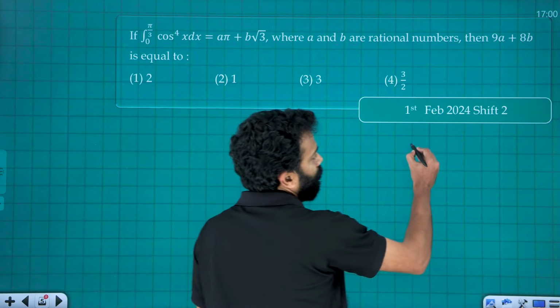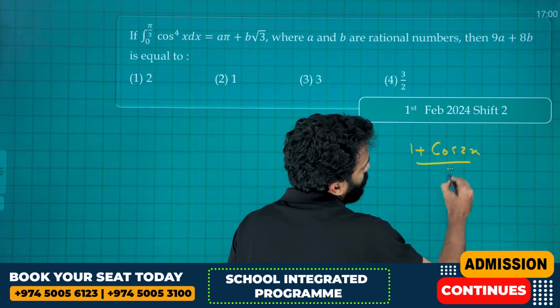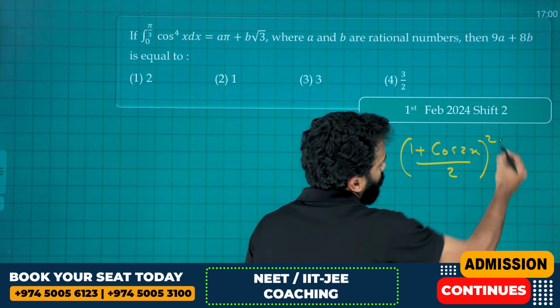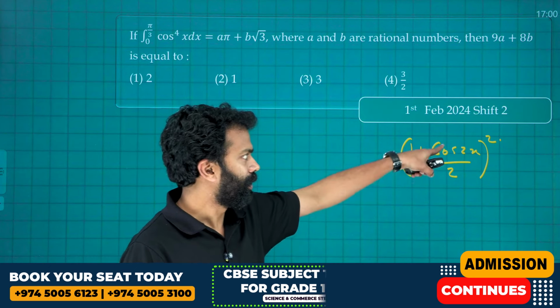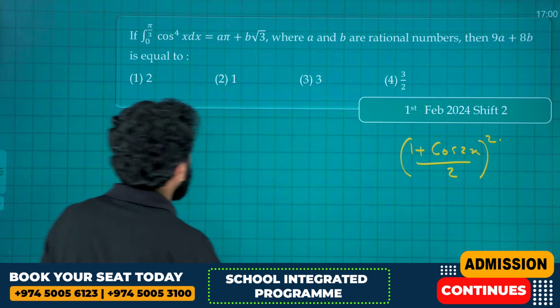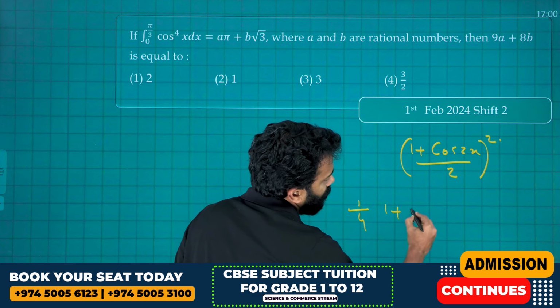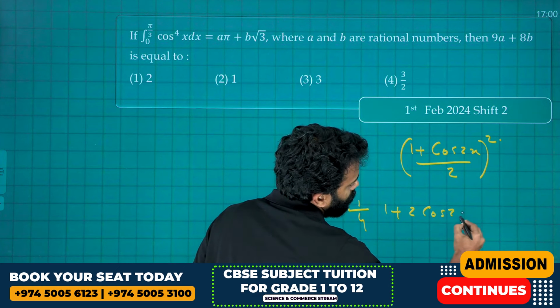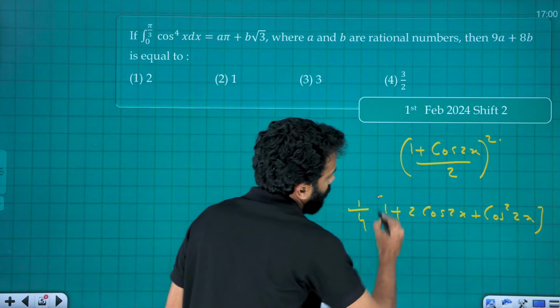That can be written like ((1 plus cos 2x) by 2) the whole square. So, what is 1 plus cos 2x? 2 cos square x. The 2 will get cancelled. That is, it will be (cos square x) the whole square. And if you expand this, you will get 1 by 4 into (1 plus 2 cos 2x plus cos square 2x). It will be like this.